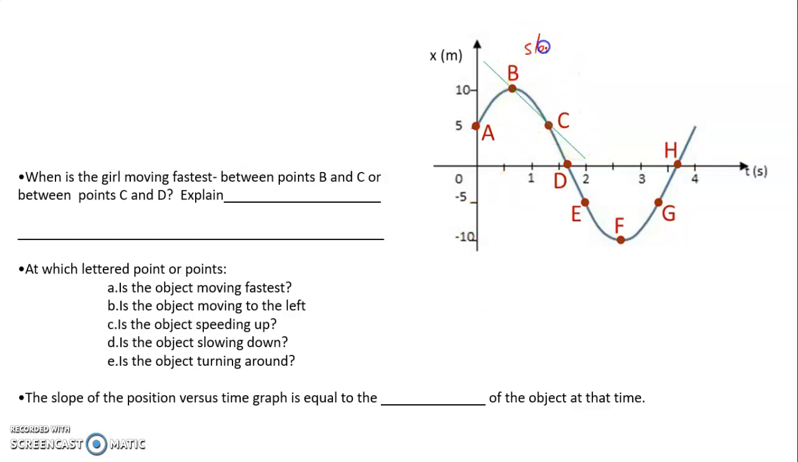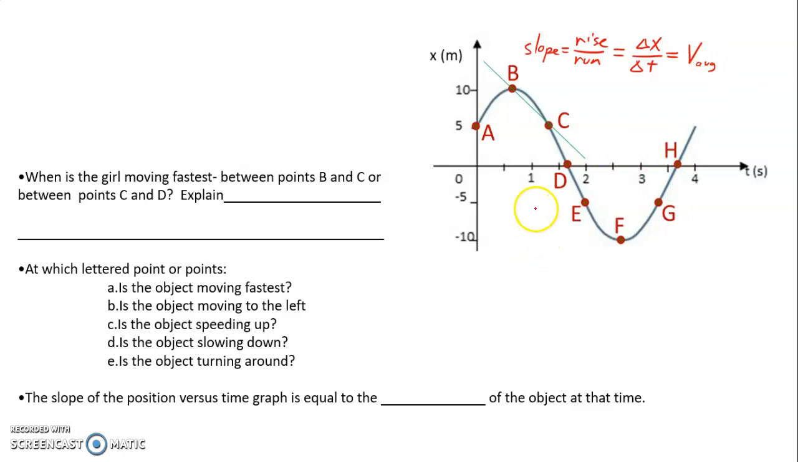We know that slope equals rise over run. And it's not actually a rise here because it's going downhill. That just means that's going to be a negative number. But we also know that rise is the delta x, that's the change in position, and the run is delta t, and then we know that delta x over delta t is the velocity.